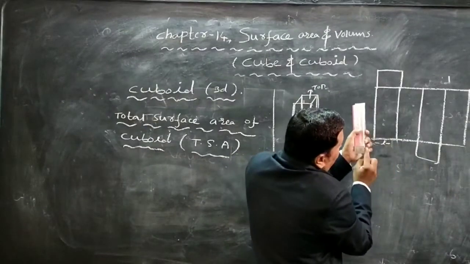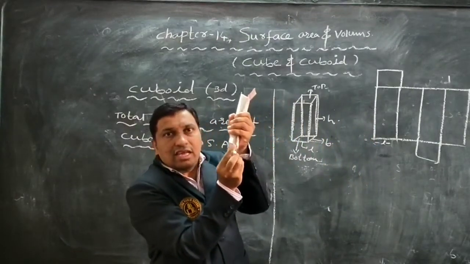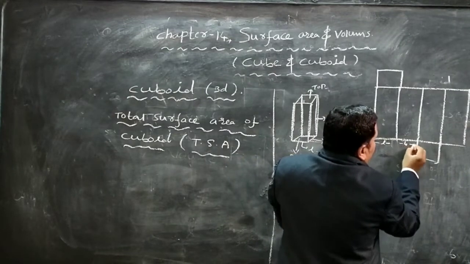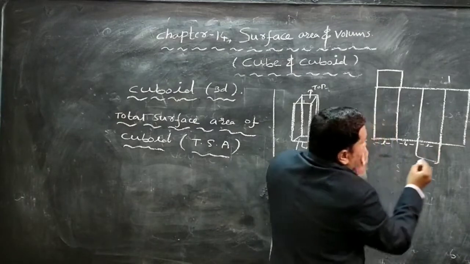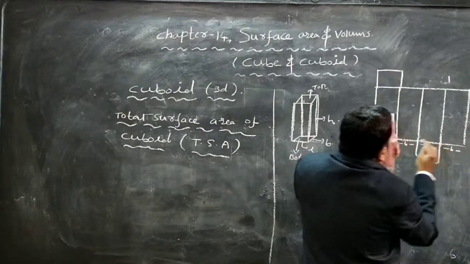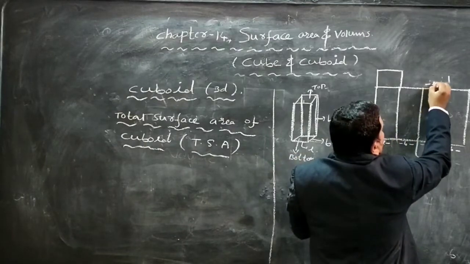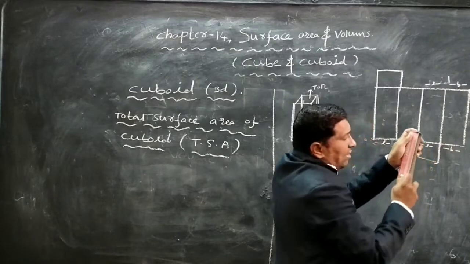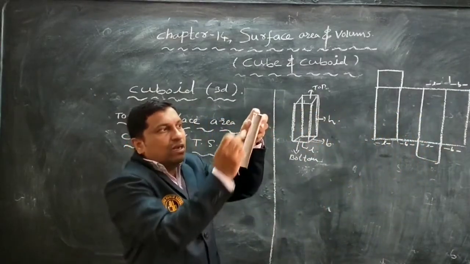So what is this one? See, observing this box, what is this one? This is a breadth. Again length. Again breadth. So again the top is also length and breadth. So what is this one? This one is height. Height of this particular cuboid.